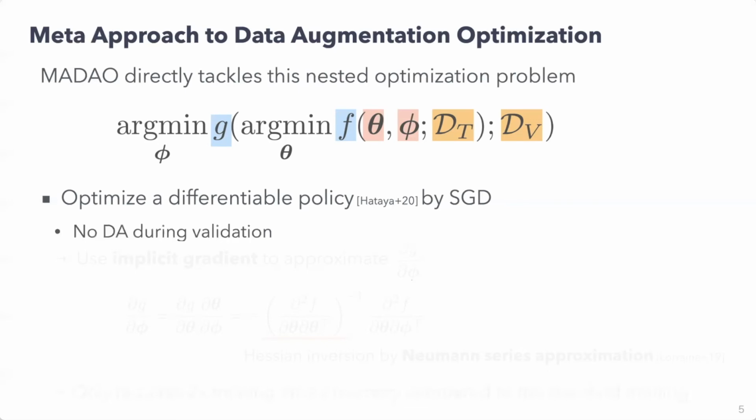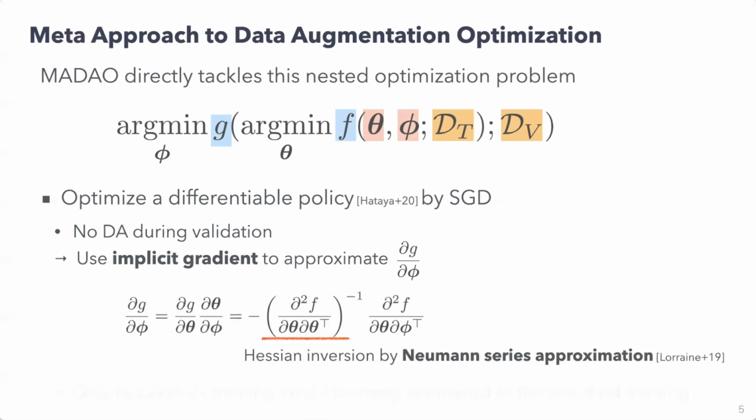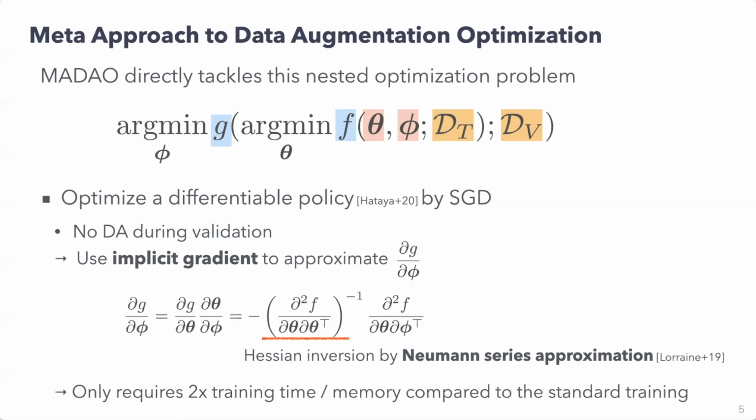The difficulty here is that during validation, we do not use data augmentation, so we cannot use the standard backpropagation to obtain the gradient for policies. We circumvent this problem by using implicit differentiation, and we adopt Neumann series approximation to estimate Hessian inverse. As a result, Meta only requires double training time and memory compared to the standard training protocol.